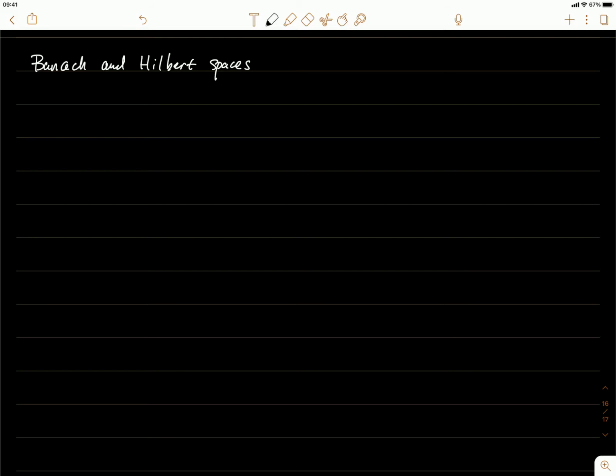Okay, today we start talking about the Banach and Hilbert spaces. We first study the Banach space. We're going to start with some basic concepts and then build upon the existing knowledge to see how Banach spaces are defined. So the first concept is the normed linear space.